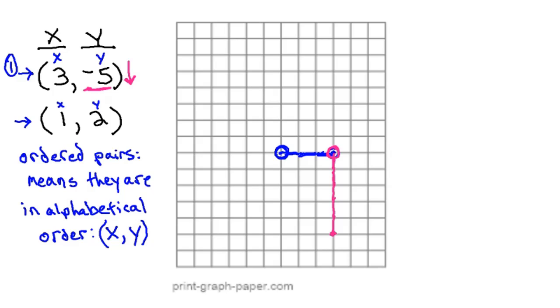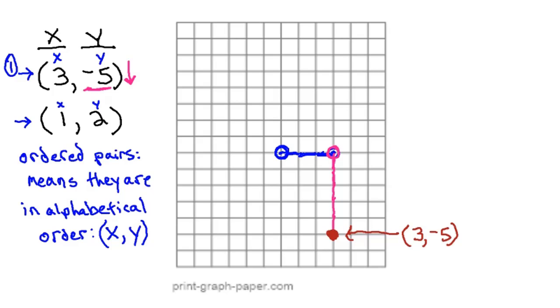And I'm going to put a red dot there. And this red dot is the only thing that you're going to put on the graph paper. That blue and pink is what you do in your head. So the ordered pair of 3, -5 is right there at that red dot.